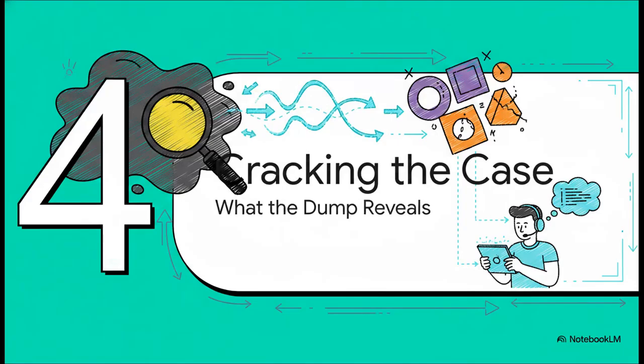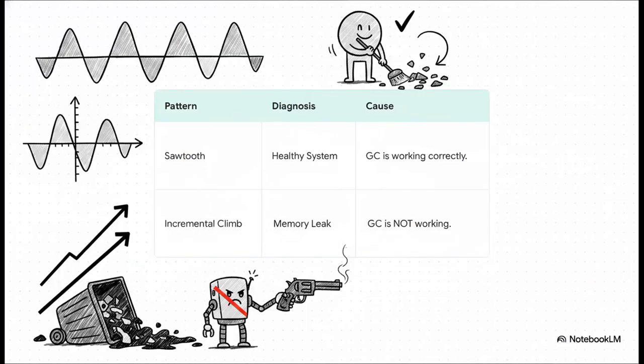So this is it, the final step in our investigation. The specialist developer takes this massive heap dump file and starts analyzing it, digging through to find out exactly which objects are hogging all the memory and, this is the important part, why they aren't being cleaned up by the garbage collector. And the analysis basically confirms what that graph was telling us. If the data shows that beautiful sawtooth pattern of memory being used and then released, the system is healthy, case closed. But if it confirms that steady, incremental climb, we've found our smoking gun, a confirmed memory leak.